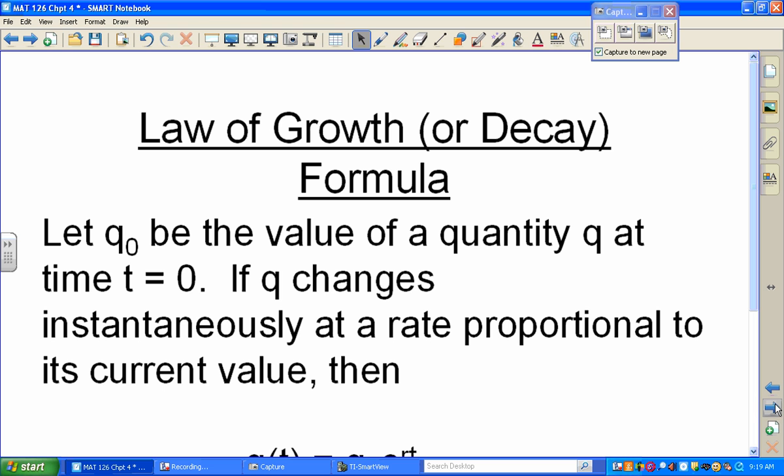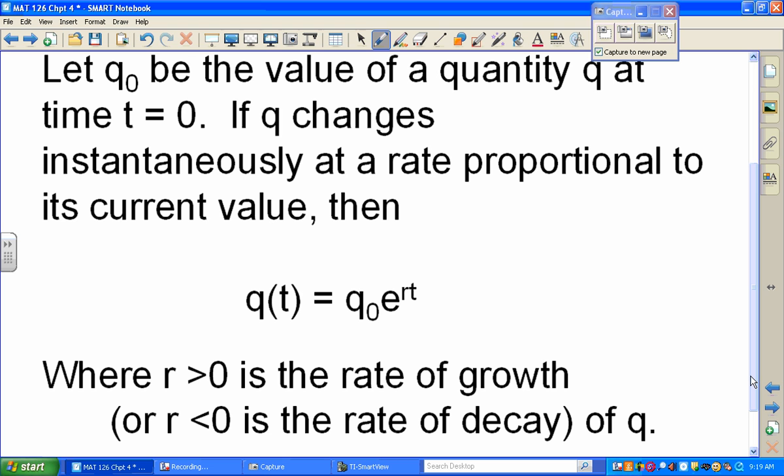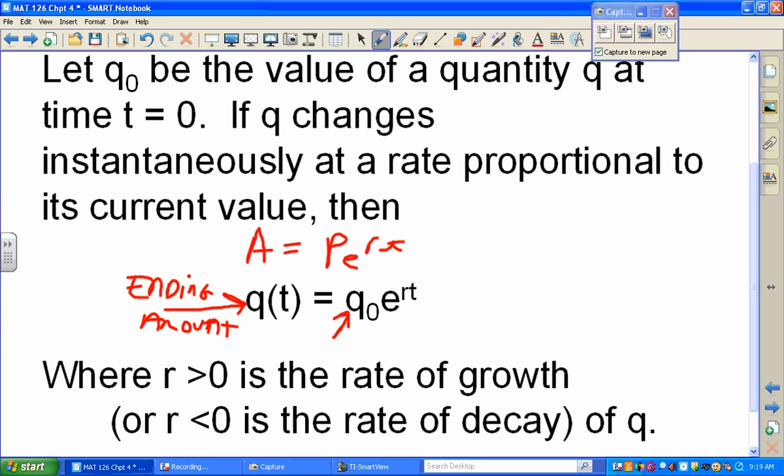Law of growth. We talked about this yesterday. Growth means f of x is what? Increasing, right? Decay means f of x is decreasing. On this, you're going to notice some similarities to A equals Pe to the rt. What do you think this Q of t is going to be? The ending amount, the total amount you're left with at the end. What do you think Q sub 0 means? Initial amount.